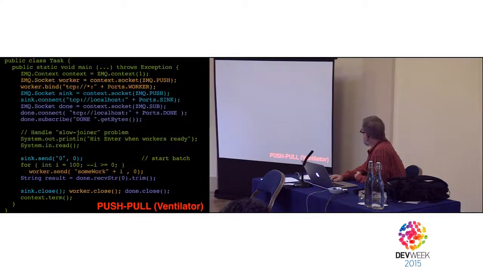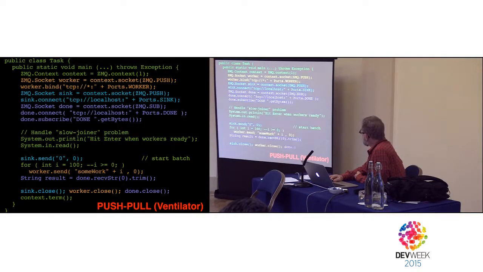So let's look at some code. Here's the ventilator. I've split things up into colors so that we can see which piece is doing what. I'm starting off by defining a socket that I'm going to use to push to however many workers are connected to me. I don't know how many workers are going to connect. I'm binding, right? The ventilator binds. So there could be any number of workers connected here. I don't know how many.